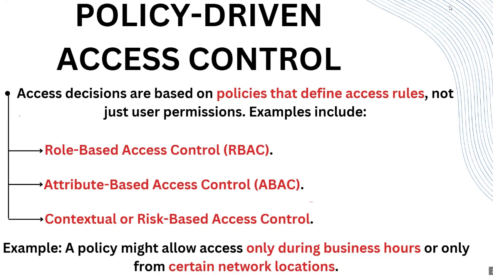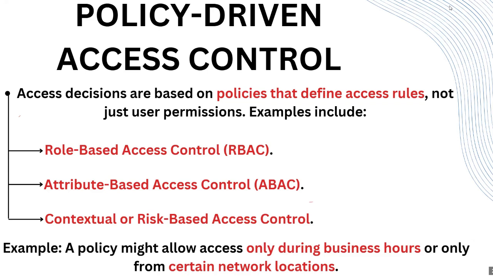Third-party companies. But in this case, contextual or risk-based access control, we determine the risk of the situation, or how dangerous the situation is, or how risky a certain connection is. And then based on that, we determine if you're allowed to access a certain resource or a certain network. Right? This is contextual or risk-based access control.